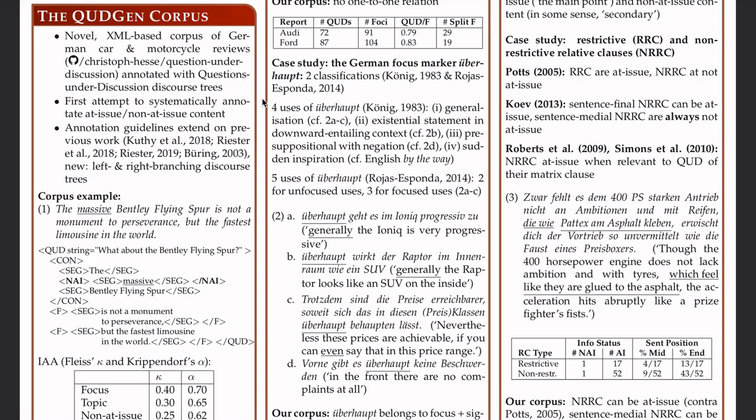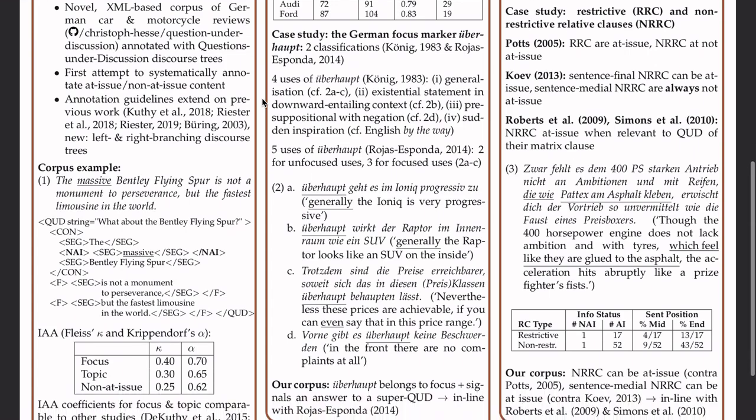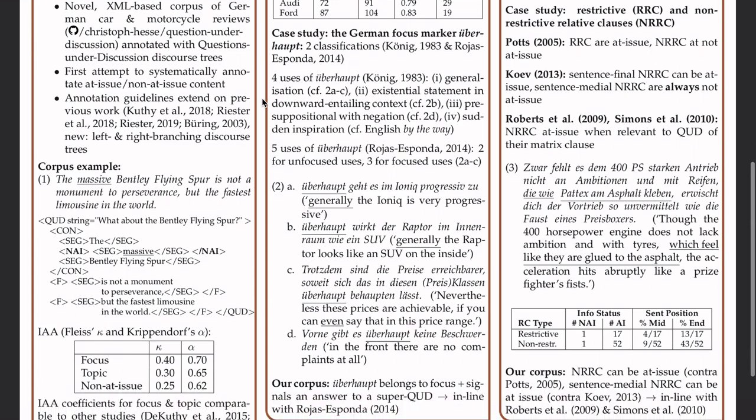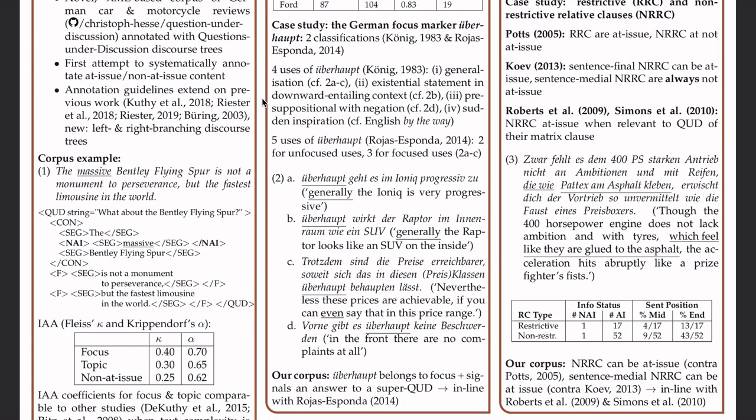Here you can see an example from the corpus where you can see different XML tags to distinguish between background and topic information or context and focused new information. But also you can see this NI tag here. This is not-at-issue content. In this case, an evaluative, expressive adjective, massive.